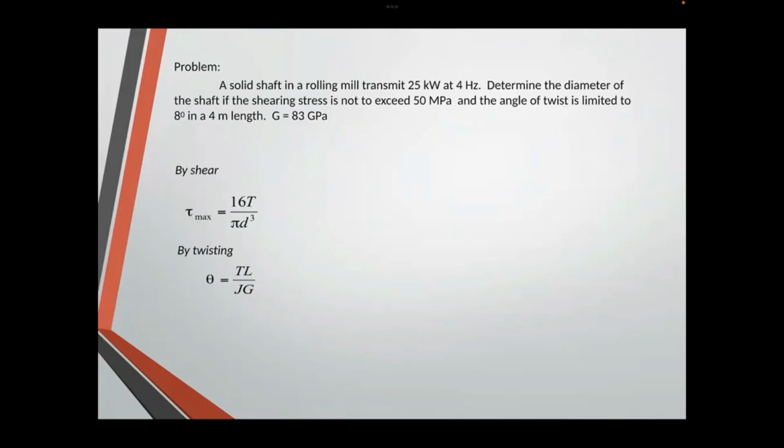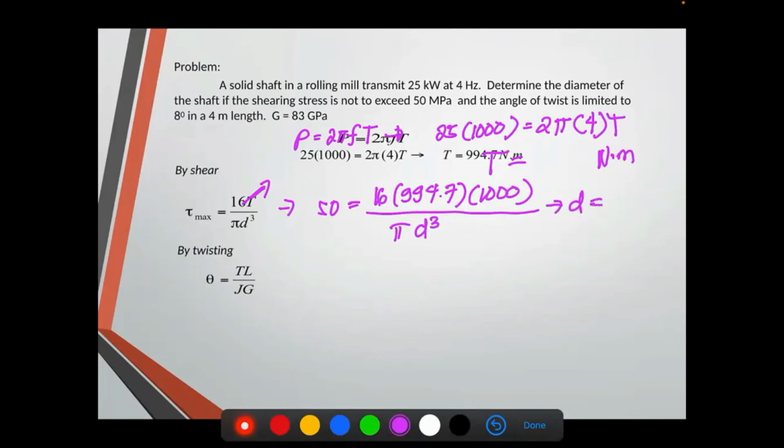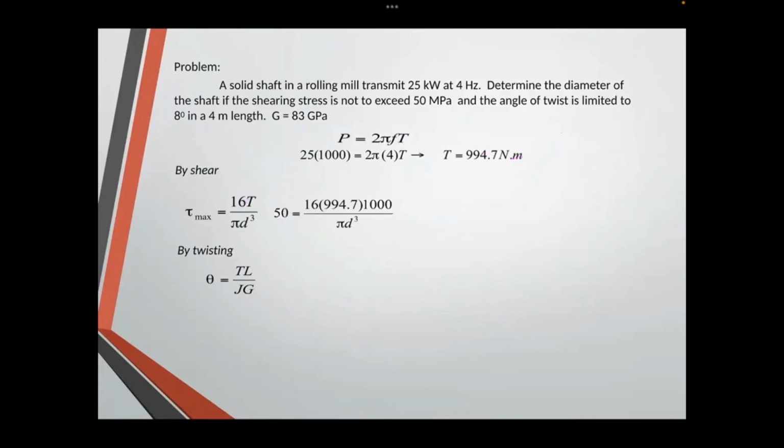So, check natin. The torque for this solid shaft is 994.7 Newton meter. So, all you need to do is substitute that here. So, shear maximum, so 50 is equal to 16 times, ilan na nga yun? 994.7 Newton meter yan ha. So, times 1,000 para maging Newton mm, over pi d cubed. So, this will give us D. Direct substitution.